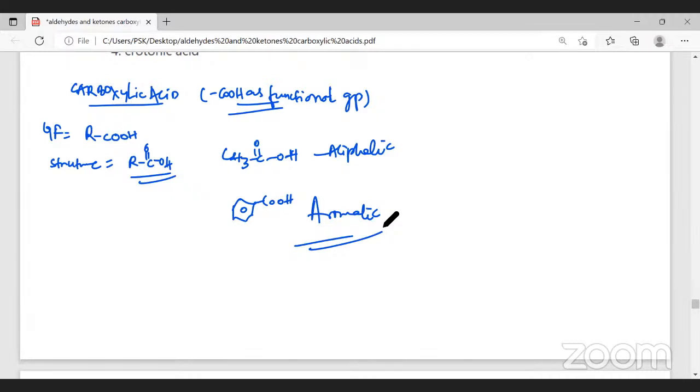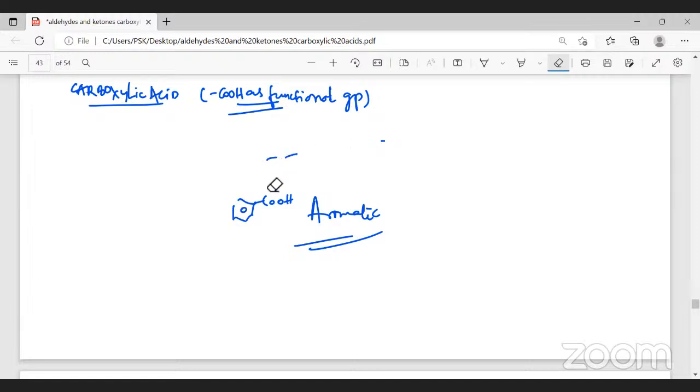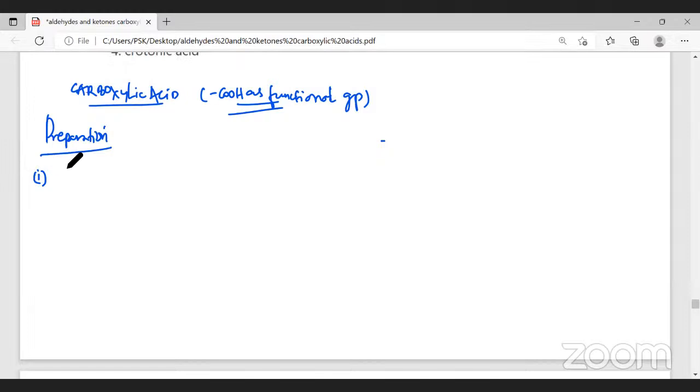Now we have to learn the general methods of preparation of carboxylic acids. We will learn the general methods of preparation of carboxylic acids today. Possibly next week, we can learn the chemical properties because we don't have much time. So we'll learn only the preparation, manufacturing or preparation of carboxylic acid. The first method is from alcohols.